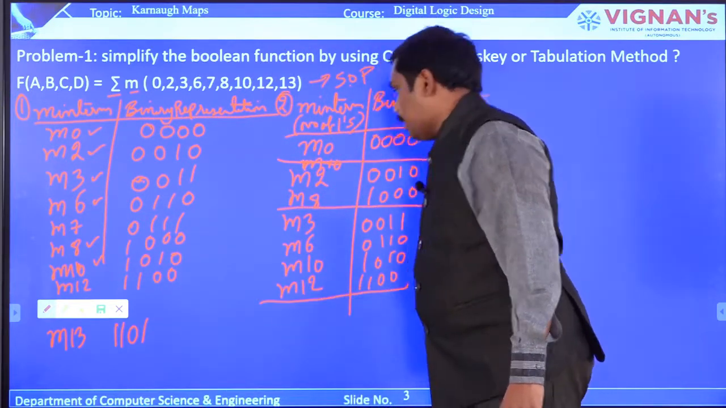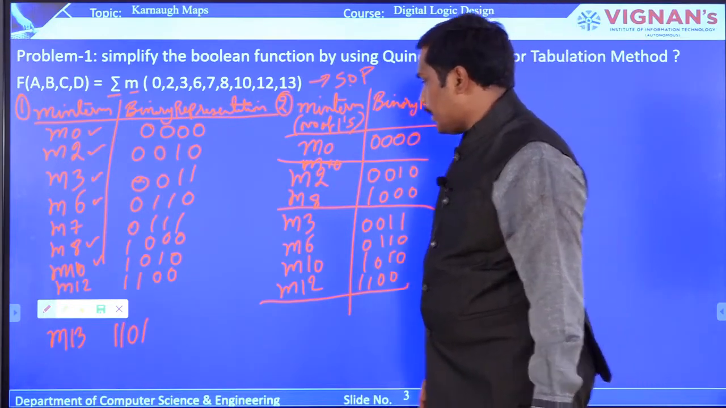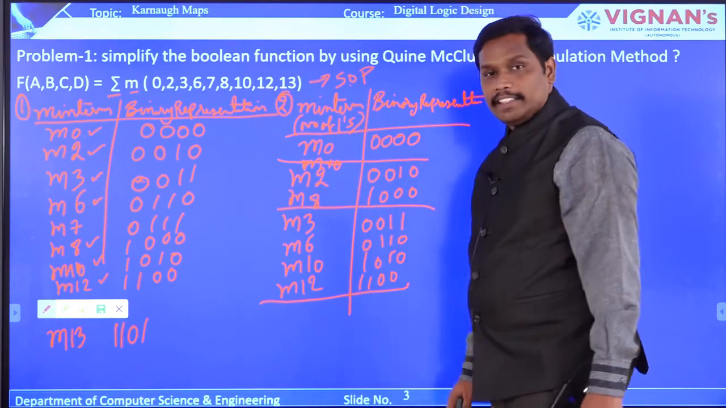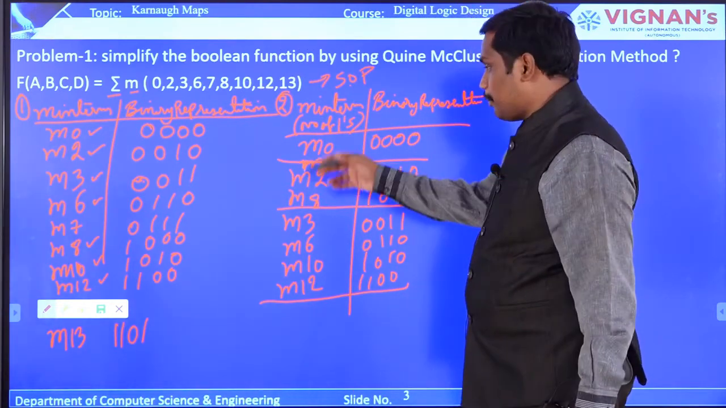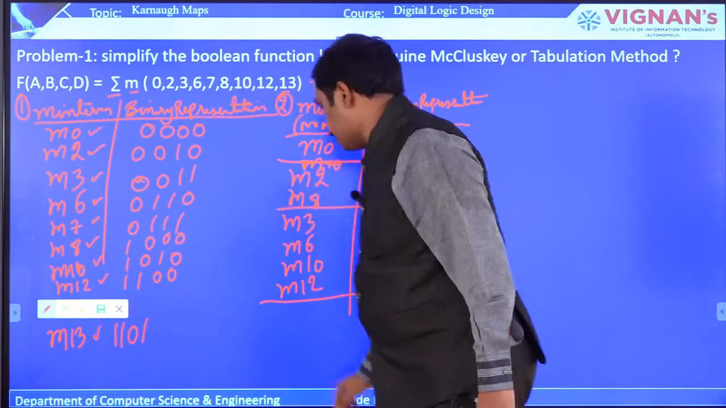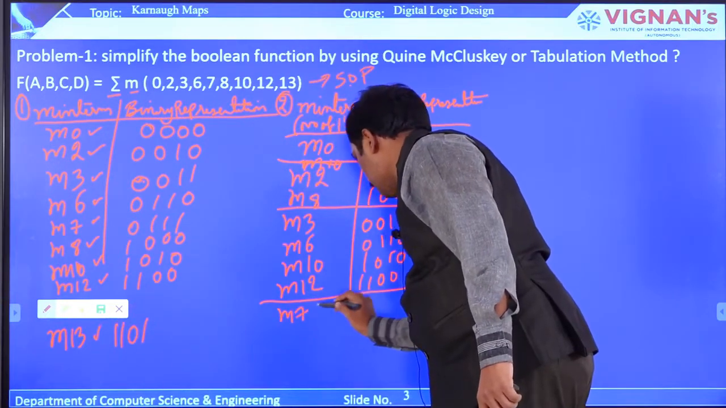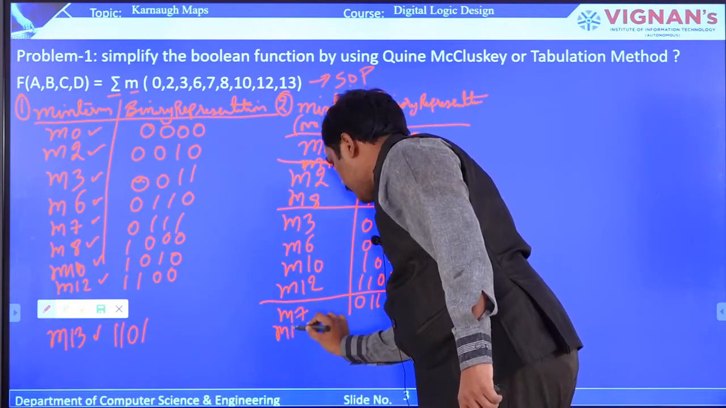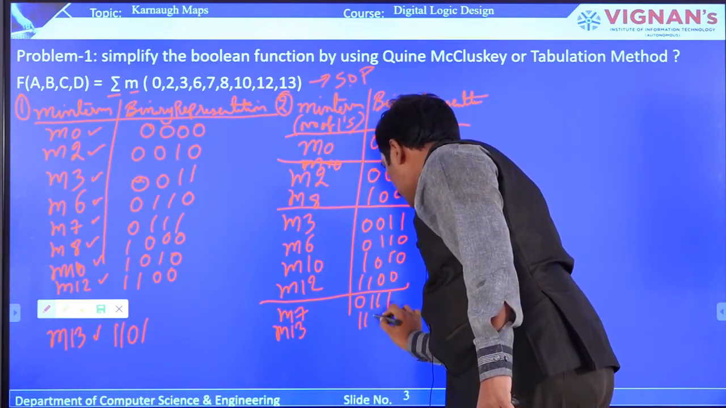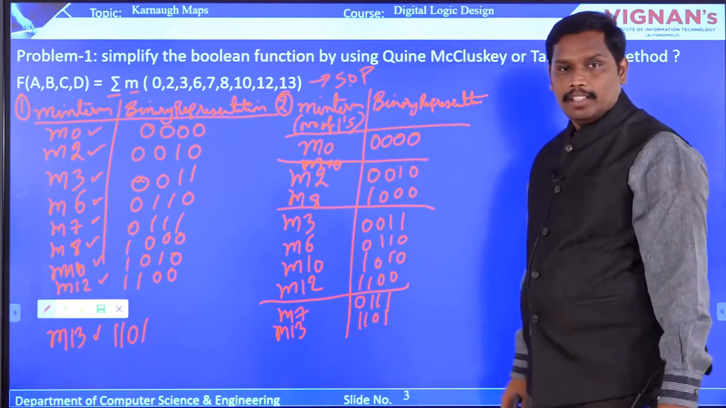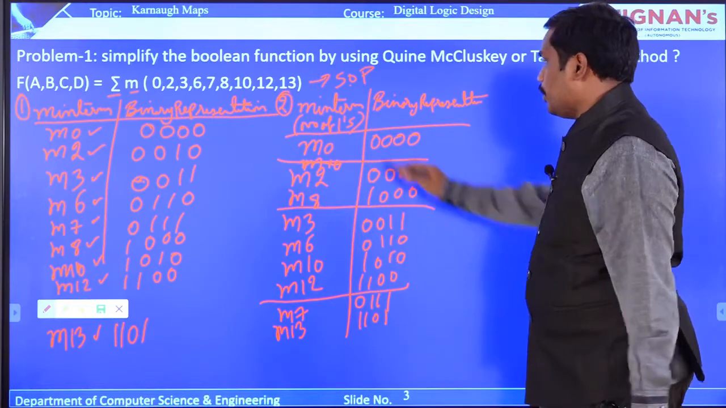So I hope that for 2 number of ones, we have completed all. And finally, we'll go with the 3 number of ones that are there in the binary representation of the min terms. Only M7 and M13 are remaining. So we are going to write M7, which is 0, 1, 1, 1, and then M13, which is 1, 1, 0, 1. So this is how the second table has been generated based on the number of ones.